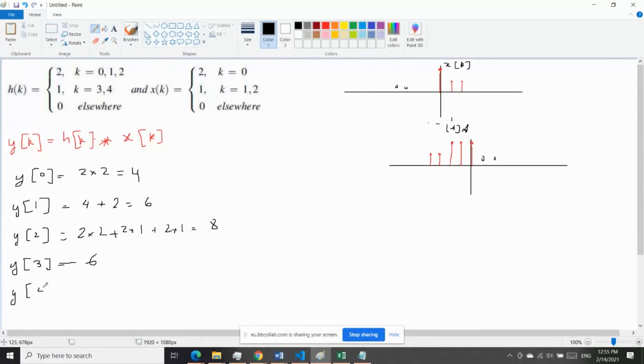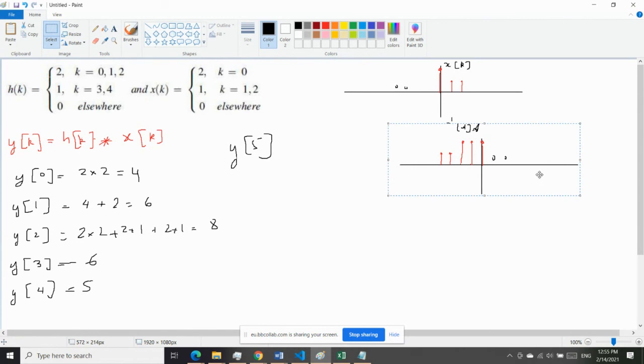y[4], shift one more step. It's going to be 1 times 2, 1 times 1, 2 times 1. It's going to be 2 plus 1 plus 2, and 5. y[5], we keep shifting. Okay, now هذا 2 times 0 ما في شيء، 1 times 1، 1 times 1، وهذا times 0 كله، ف 1 times 1 plus 1 times 1 is 2.